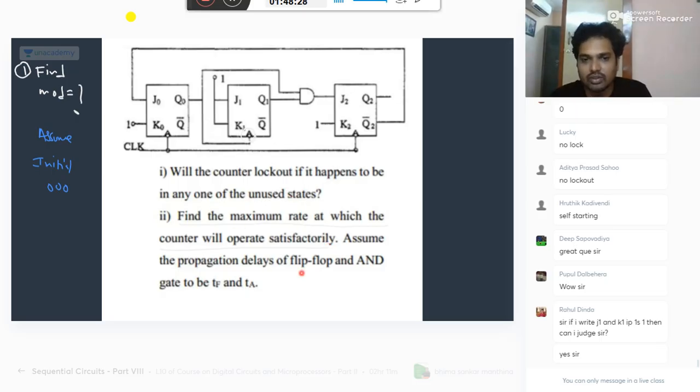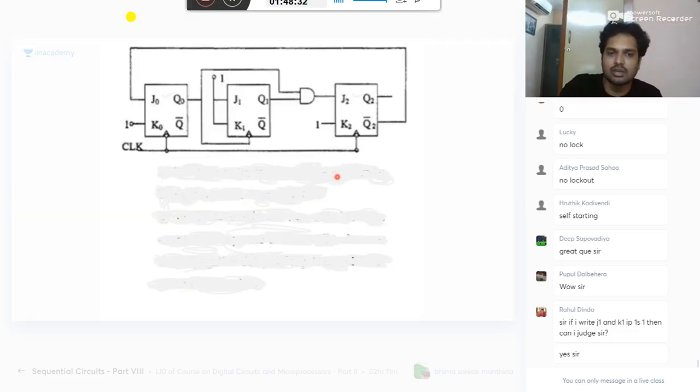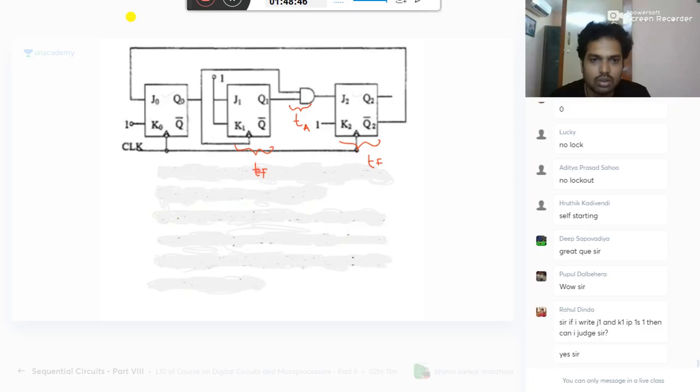Assume the propagation delays of the flip-flop and AND gates are TF and TA. Let's calculate this. In your exam, any one of them can occur as the question, not all in a single question generally. Now see here. This gate has a delay of TA. Flip-flops have a delay of TF, each flip-flop. Now you need to calculate. He has not given any setup time, so you don't worry about it. Total delay, TD.